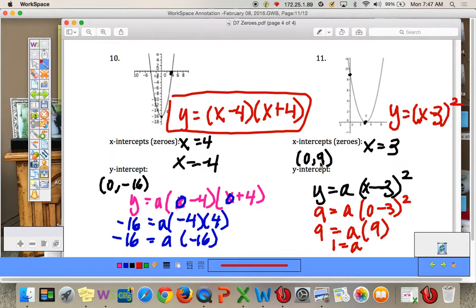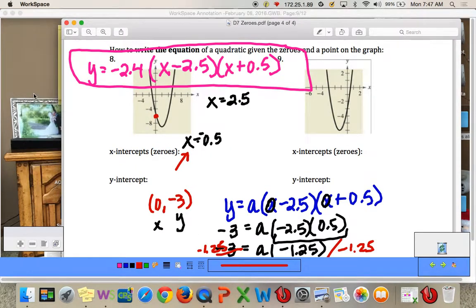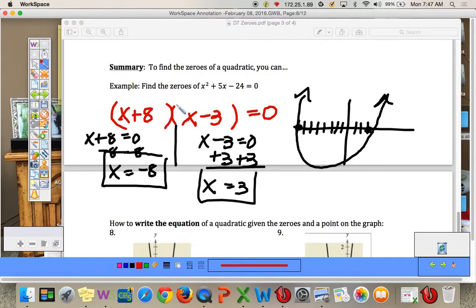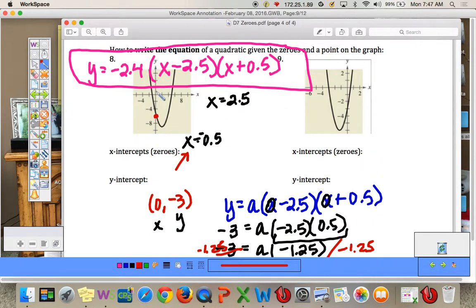Okay, so again, 2 rules today. The first one is if you can factor a quadratic and then set each factor equal to 0, you'll get the x-intercepts. The other rule we looked at is if you have the zeros, you can write the factors as the opposite. You can plug in a point like the y-intercept, and you can write the equation.